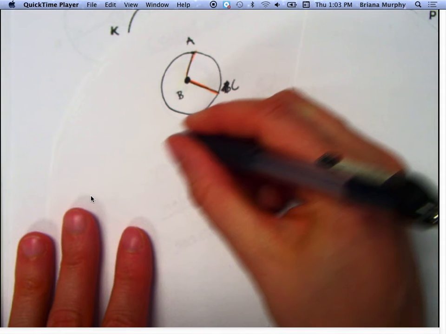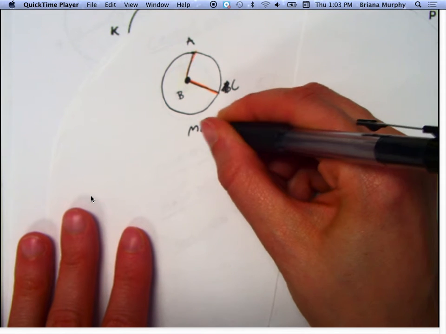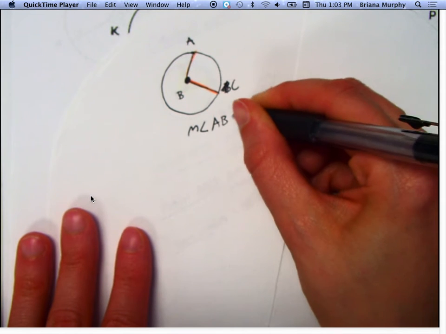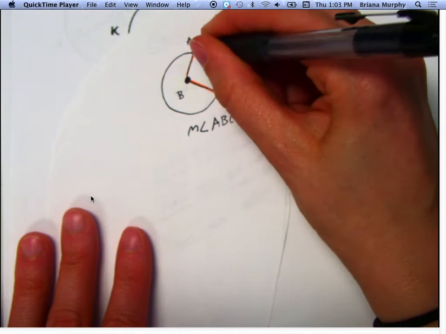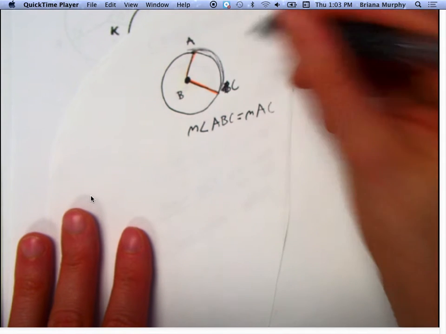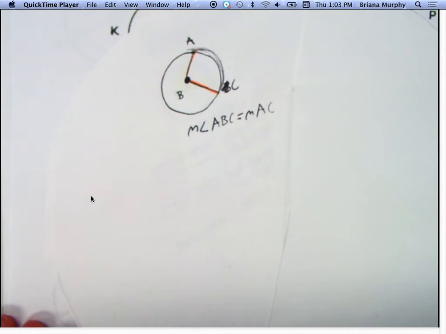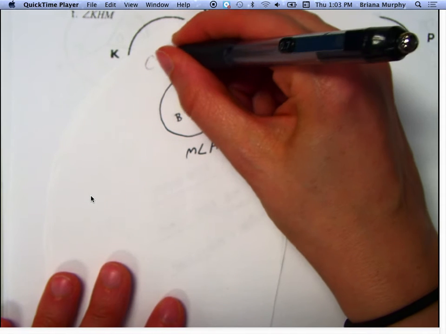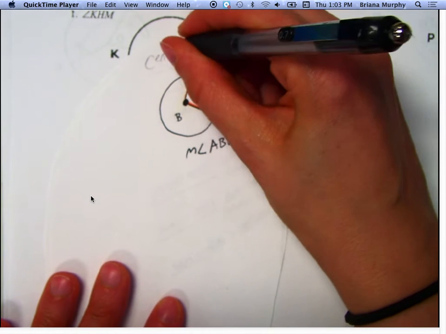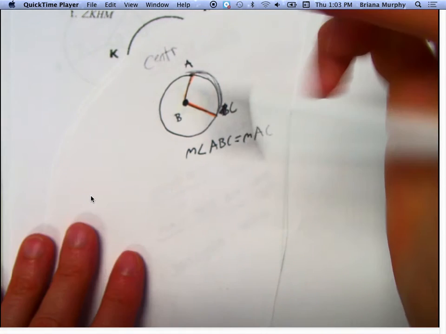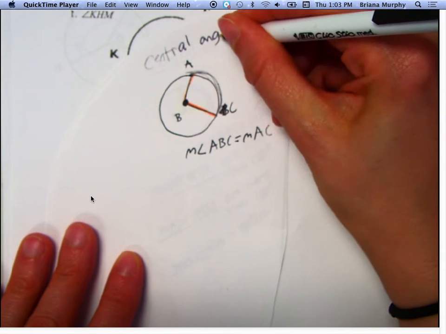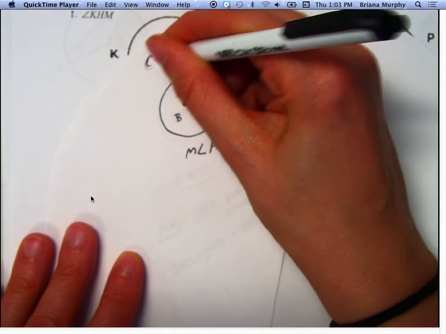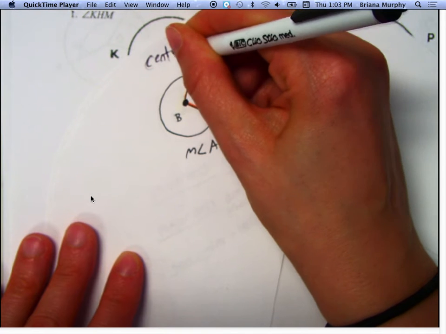Okay? And I'm going to tell you right now, the measure of angle ABC equals the arc AC, equals this arc out here. They're equal to each other. And this we're going to label central angles. Okay?